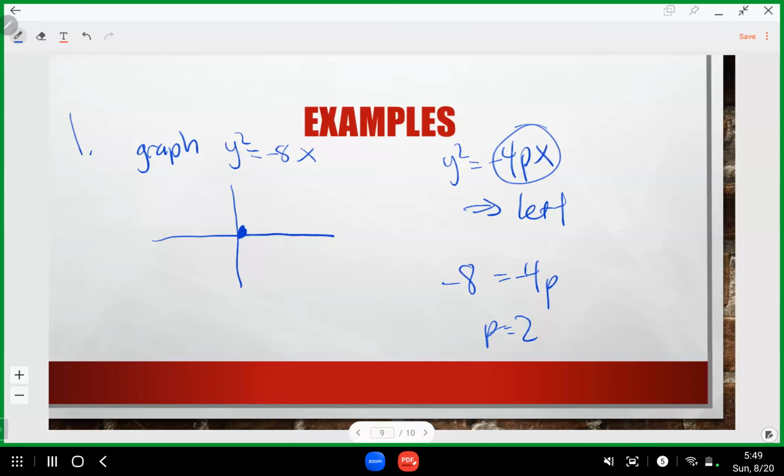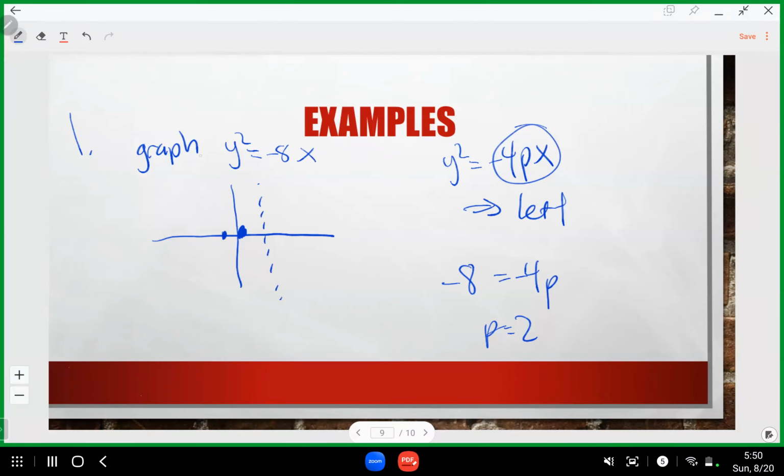So if p is 2 and it opens left, which direction is the focus at? The focus is on the left and the directrix is on the right. So the focus is negative 2, 0, and the directrix is x equals 2. Very good. So wherever it opens, that's where the focus is. If it opens left, the focus is going to be left of the vertex, right?